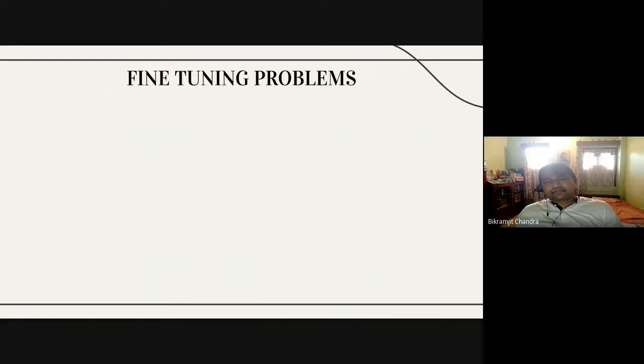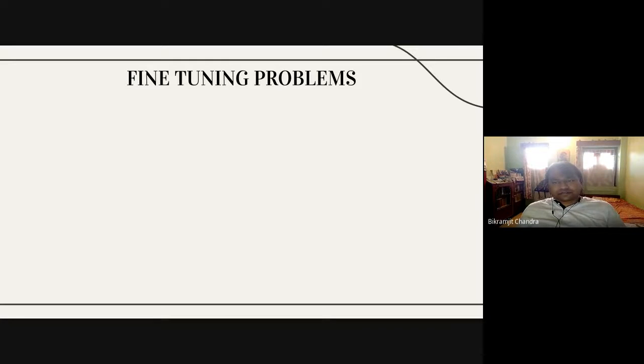And these were called the fine-tuning problems. What we mean by fine-tuning is that there are certain wide-scale phenomena that we observe in the universe. And in order to explain the phenomena, the conditions of the early universe have to be very, very exact. Any slight deviation in the conditions of the early universe would lead to a completely different universe. So that is called a fine-tuning problem.